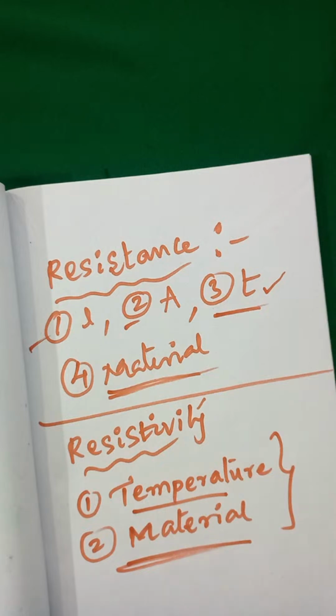Do you have any doubts? If you have any doubts, you can let me know. Otherwise, I will go to resistors connected in series, resistors connected in parallel, and the heating effect of electric current. That's enough. So that is the topic. By this we can conclude the chapter.